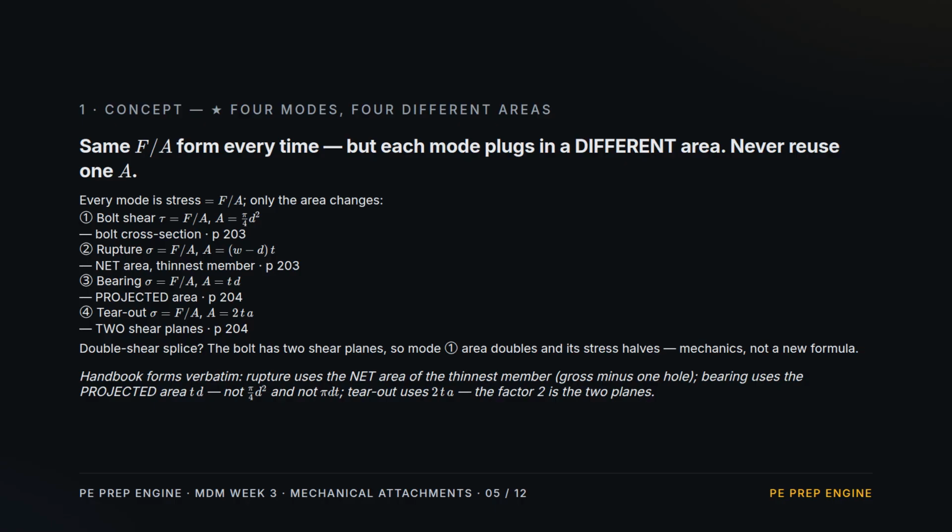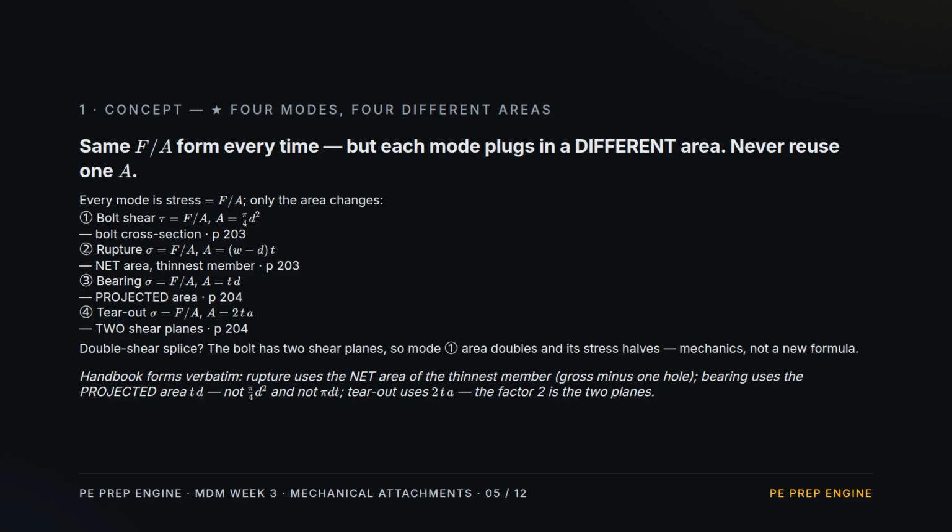Concept. The heart of the lesson. Every mode is F over A, only the area changes. Bolt shear uses the bolt cross-section, pi over 4 times d squared. Rupture uses the net area of the thinnest member, the width minus the hole, times the thickness. Bearing uses the projected area, thickness times diameter, not the round bolt area, and not the curved surface. Tear-out uses 2 times TA, and that factor of 2 is the 2 shear planes.